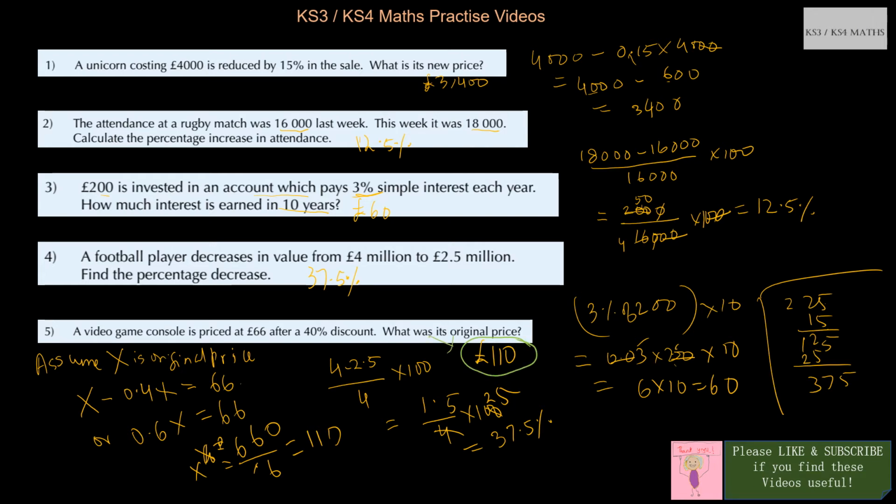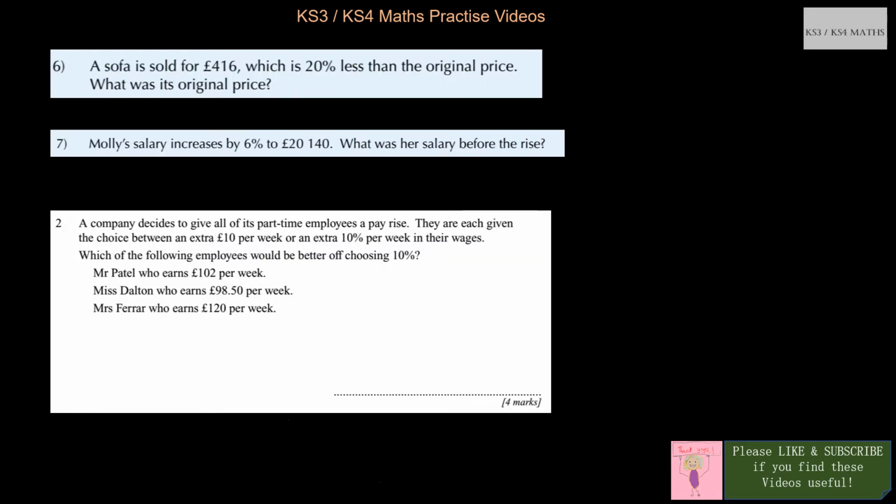Okay. So the next one is a sofa is sold for £416, which is 20% less than the original price. What was the original price? So again, I can make an assumption that the original price is X. If the original price is X, it is sold for 20% less. So X minus 0.2x, 20% off the original price.